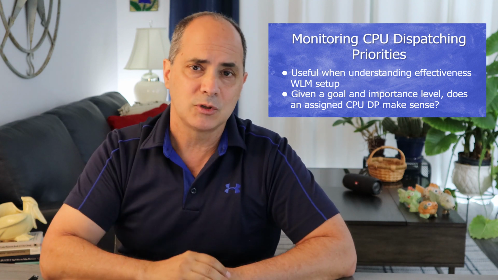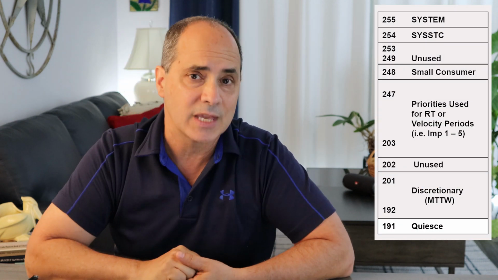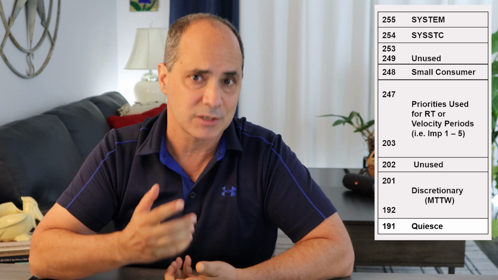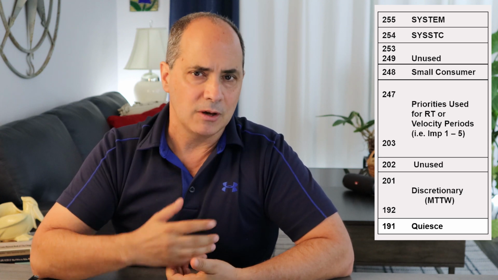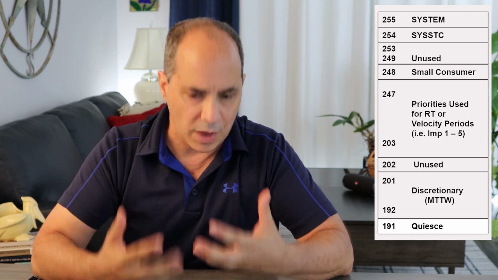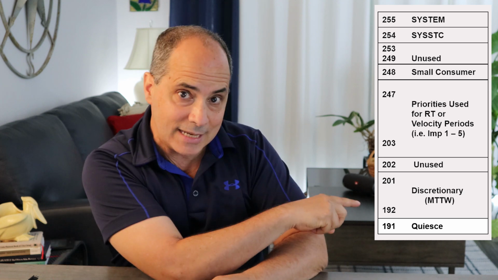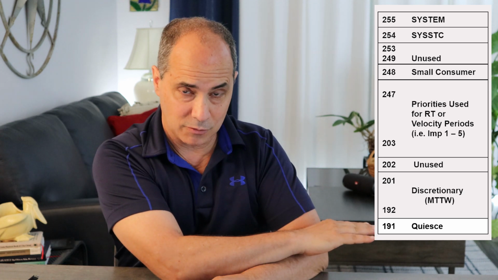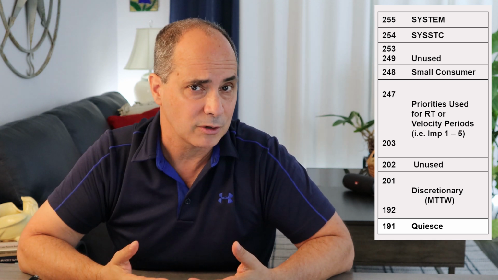So the first step to understanding that is to understand this schema in much more detail. And that's why we care about the CPU dispatch and priority schemas. So what you see here is that WLM has a set of CPU dispatch priorities that it can work with. And the dispatching priorities that it can work with range from 191, which is the very bottom of the queue, or the lowest dispatching priority, to 255, which is the highest CPU dispatching priority.